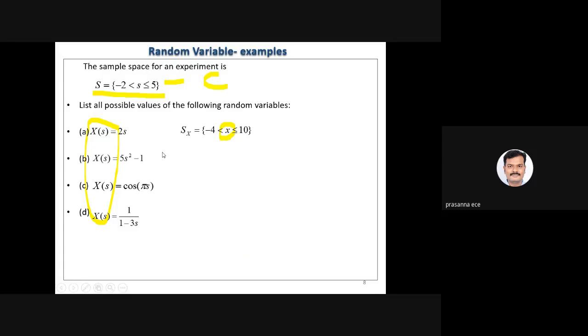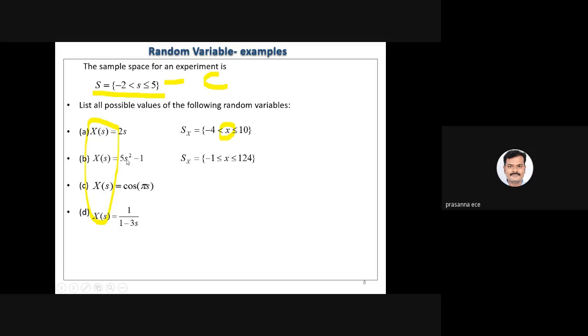Okay, so can you list out the other sets? In a similar fashion, can you list out for X of s is equal to 5s squared minus 1? So the starting value is -2. So here it will become 4. So it will be 19. So yeah, 19 to 124. Yeah, I think there is a mistake here.